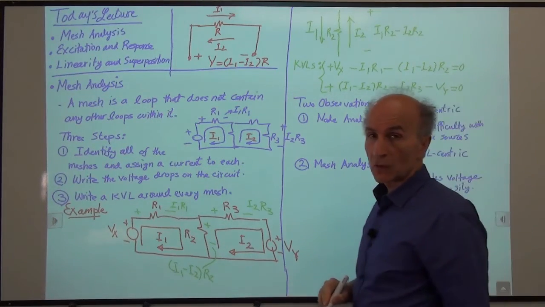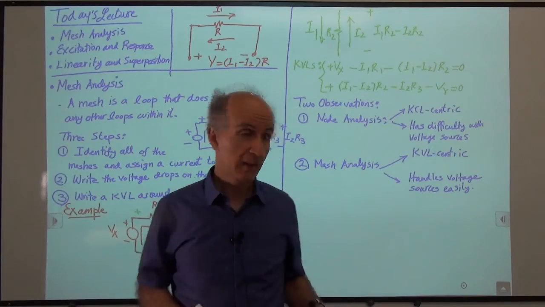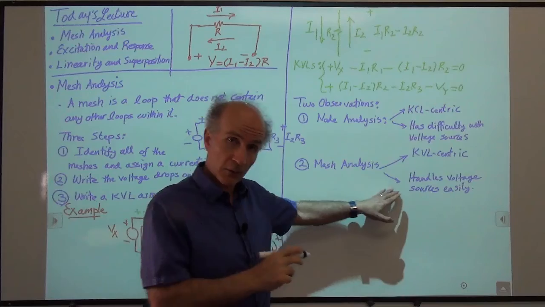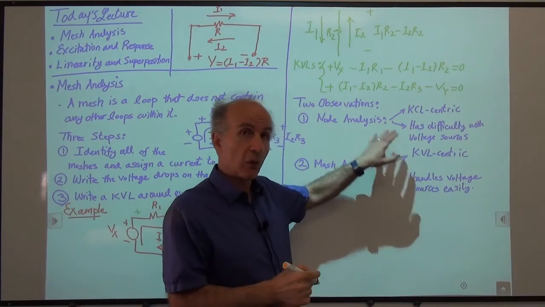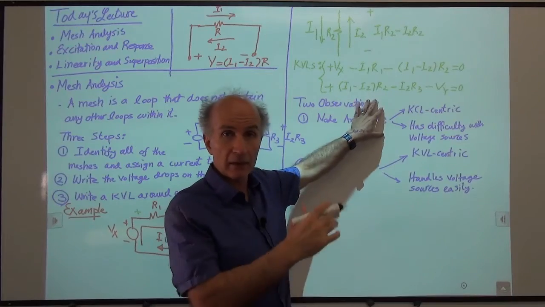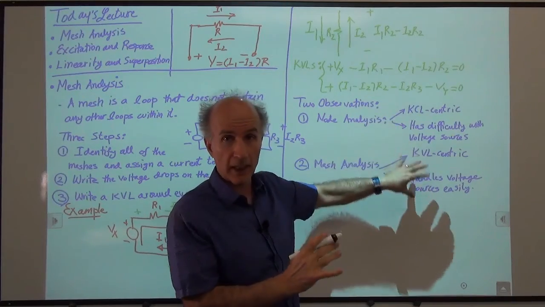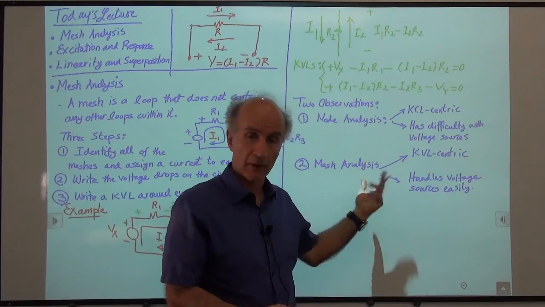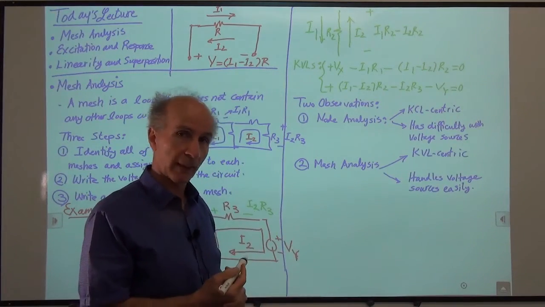Okay? So now what we might guess is that mesh analysis will have difficulty with current sources, just the way node analysis had difficulty with voltage sources. So here we can handle current sources easily, here we can handle voltage sources easily, and the other way around is a problem for either of them. So that's something we have to think about.